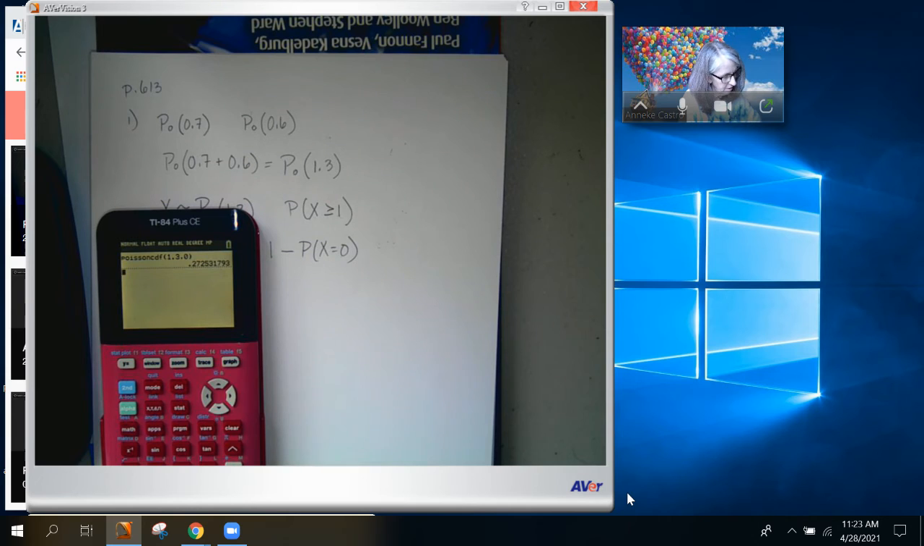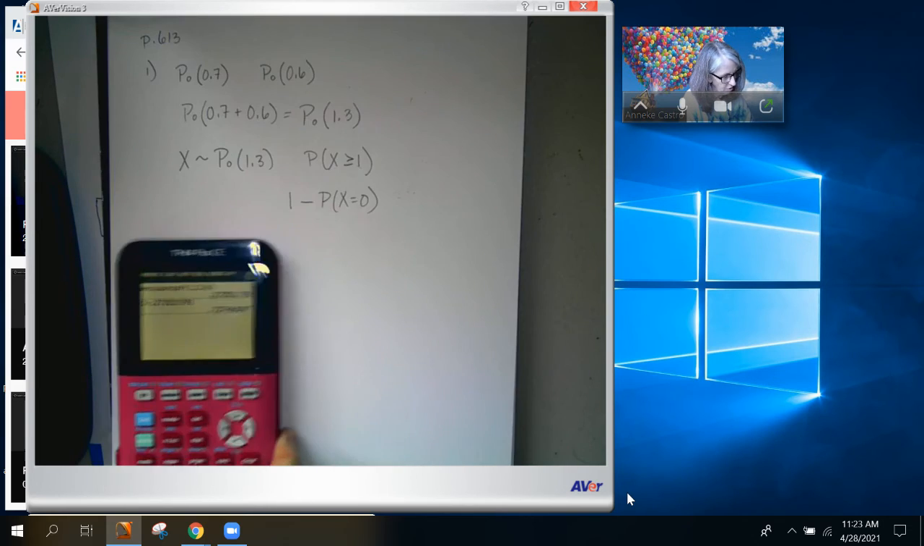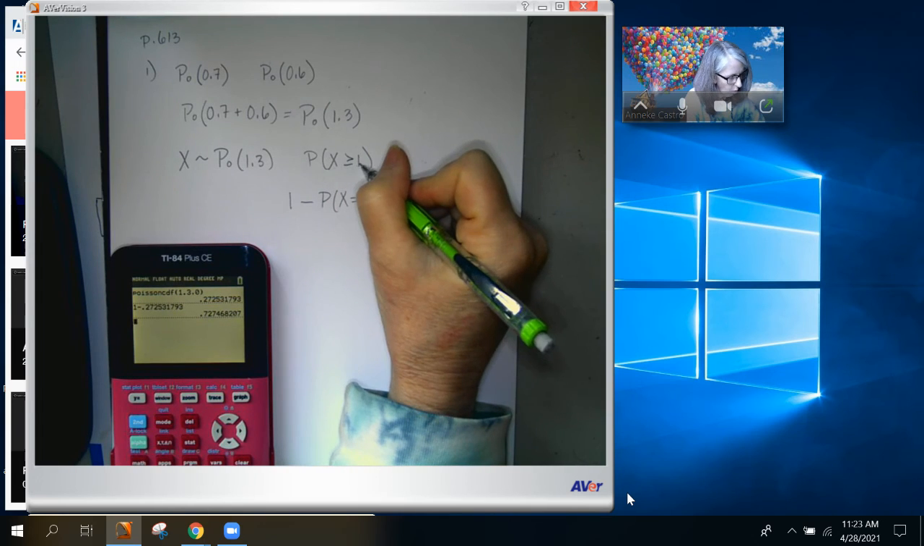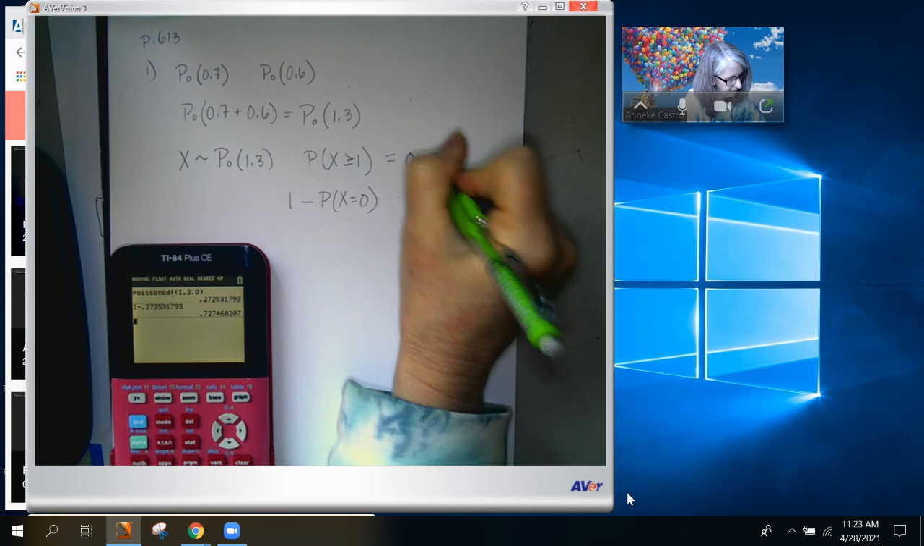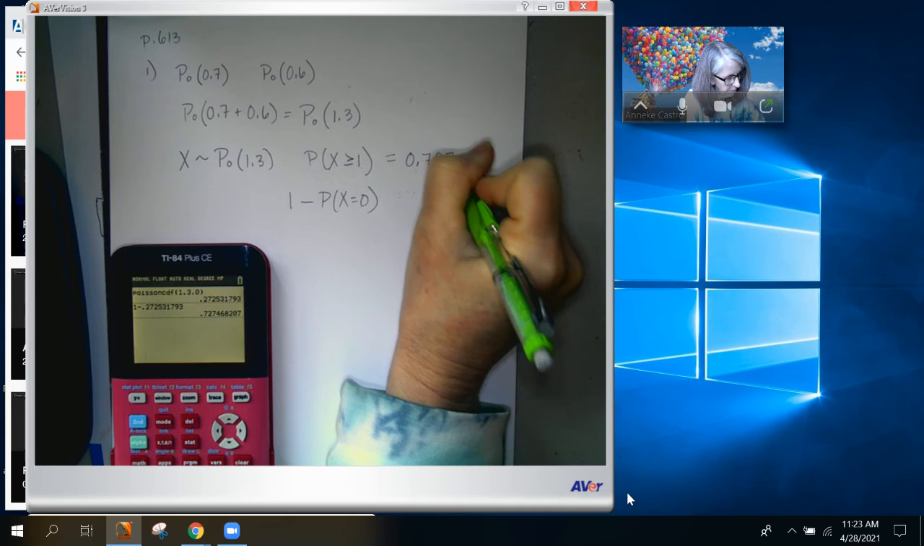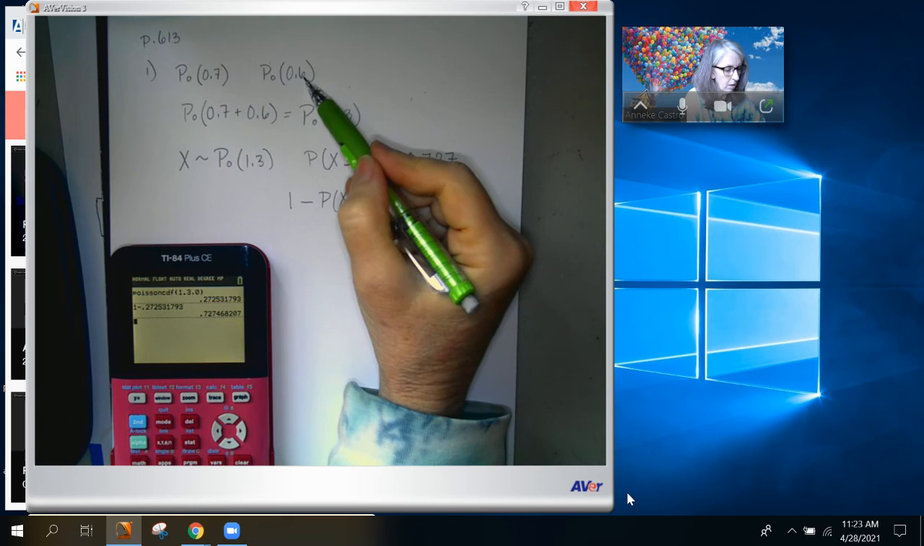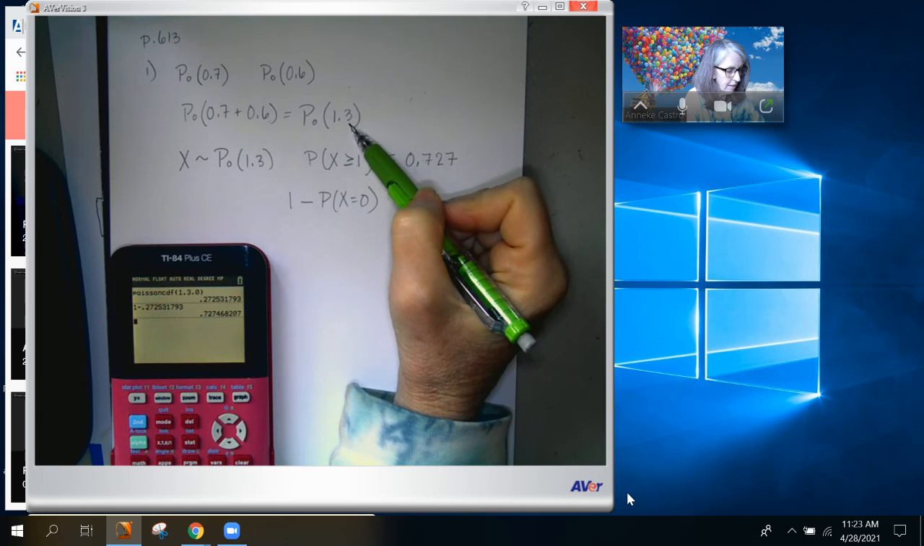And enter, enter, enter, and I get that. And now I need to subtract that from 1. And I get my answer. So the probability that there is one or more error is going to be 0.727.